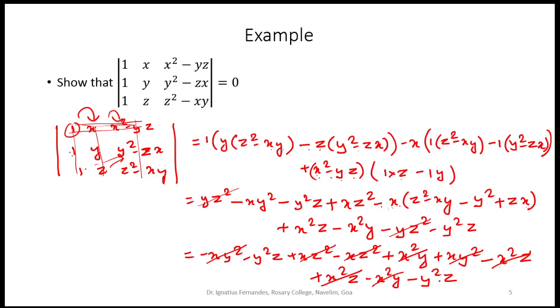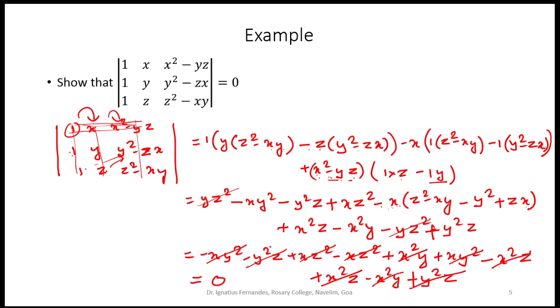Did I miss any sign here? Yes, here this minus yz into minus y, this minus into minus is plus, so this is actually plus, so I have plus here, and that's how these two terms will cancel, and all the terms now have cancelled, so I got the value as equal to 0.